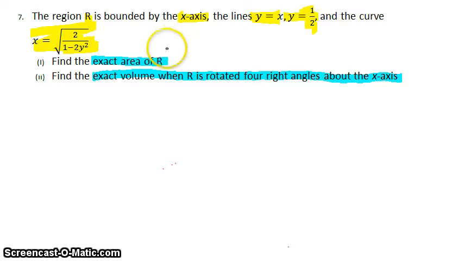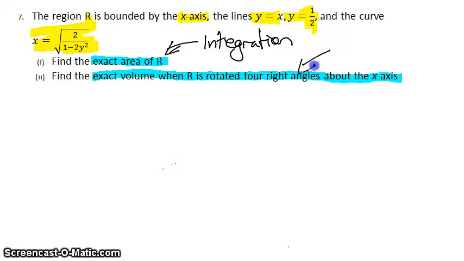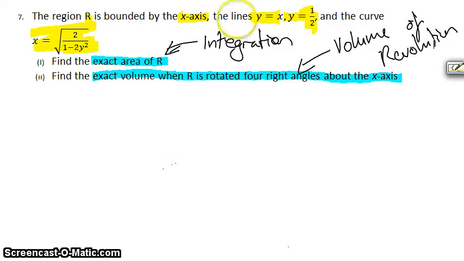So what are we actually talking about? Finding an area. This is going to be an integration problem. And finding a volume when R is rotated, well, this is just our volume of revolution. Well, what does our region R look like first and foremost?